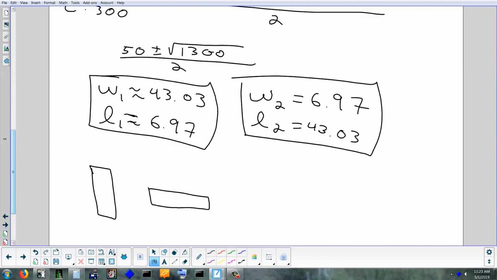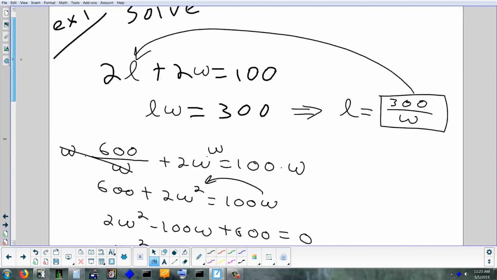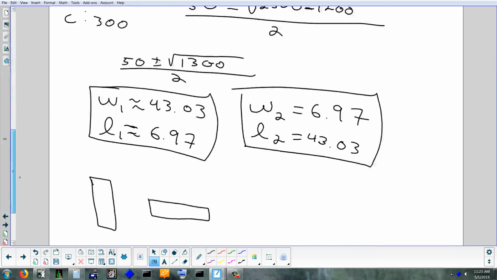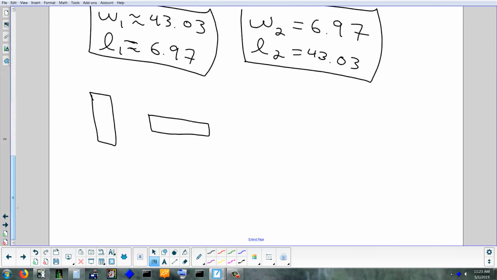Okay. Any questions on that? Okay, so once we set up the system, just had to use substitution, and then it turned into a quadratic. Not every problem is going to be quadratic, just the way this one worked out.